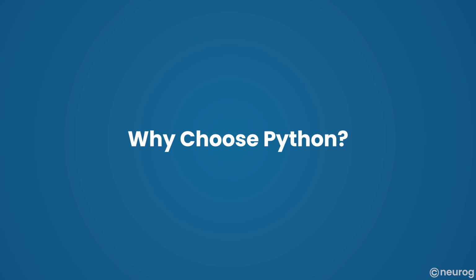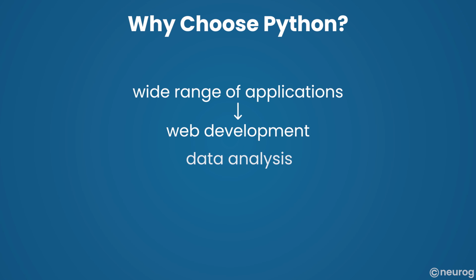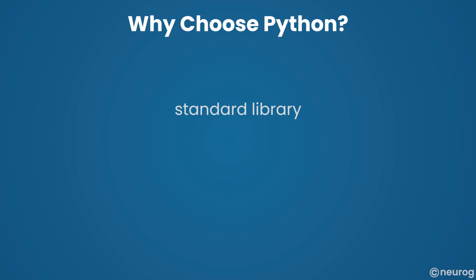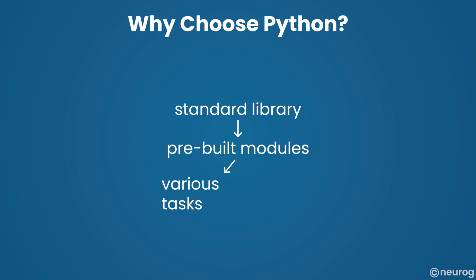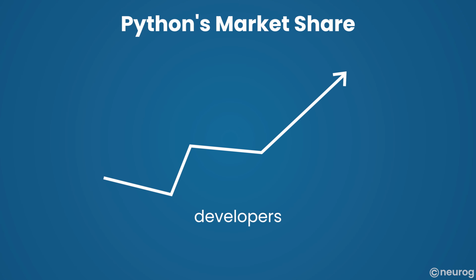So why should you choose Python? There are several compelling reasons. Python is renowned for its versatility, allowing you to build a wide range of applications from web development to data analysis and machine learning. Its extensive standard library provides pre-built modules for various tasks, saving you time and effort. Its simplicity and applicability have made it a favorite among developers, contributing to its impressive market share.